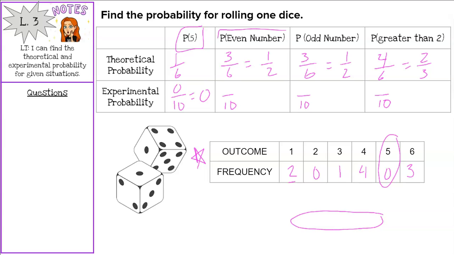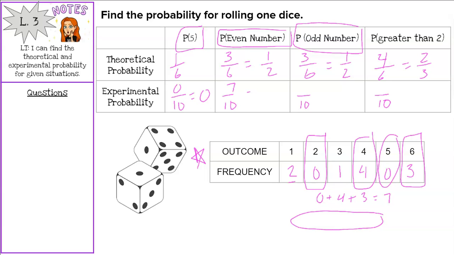Probability of an even number. So we have to count up each time I rolled an even number. So 2, 4, and 6 are my even numbers. So I would do 0 plus 4 plus 3, and I would get 7. So 7 out of 10, and we can't reduce that. The probability of rolling an odd number. So again, we would look at our odd numbers in the table. So our odd numbers are 1, 3, and 5. So we'd add up those frequencies. So 2 plus 1 plus 0, which is 3. So the probability of rolling an odd number is 3 out of 10.